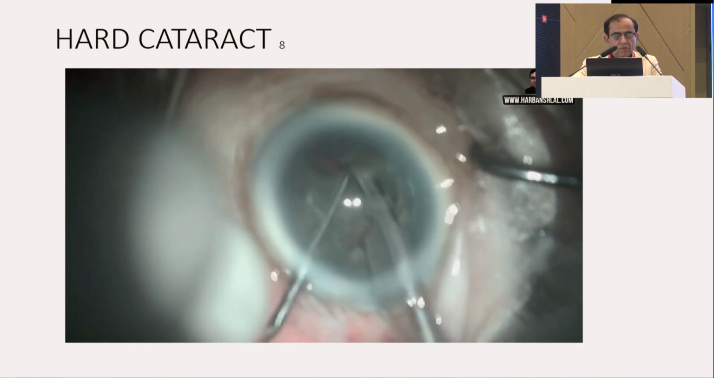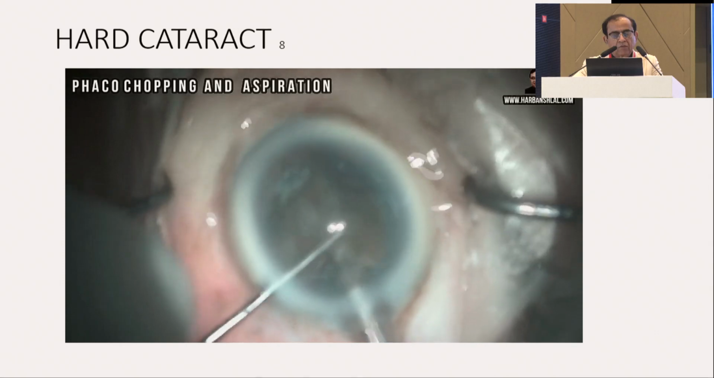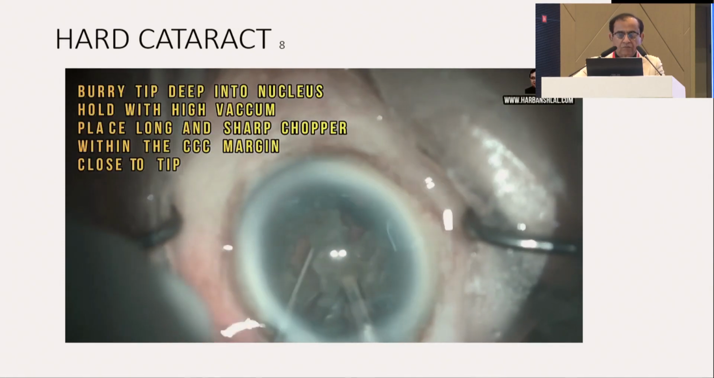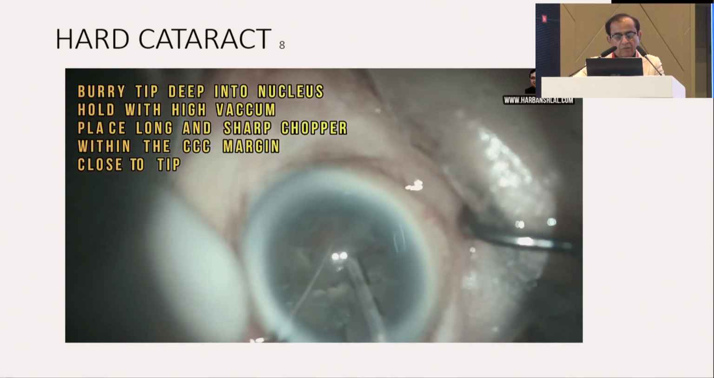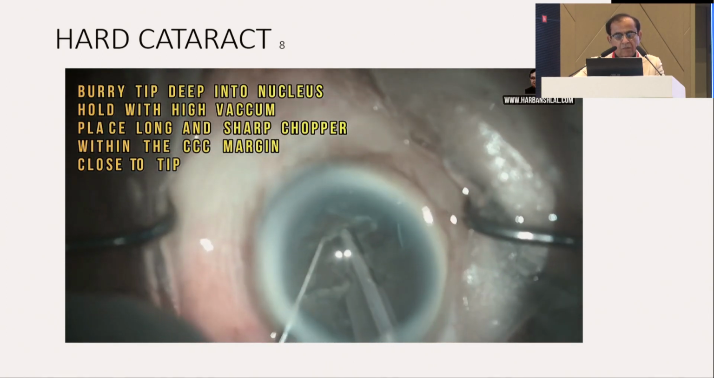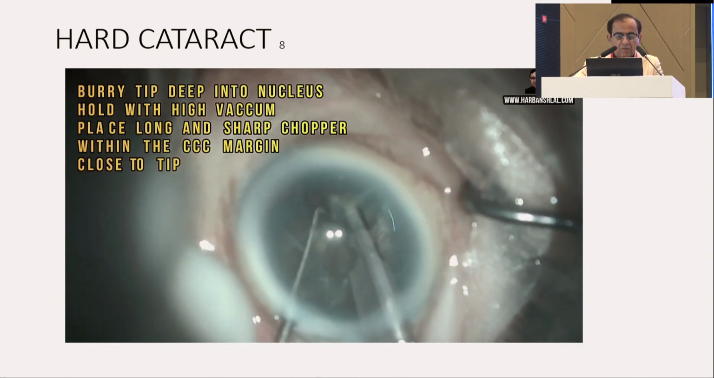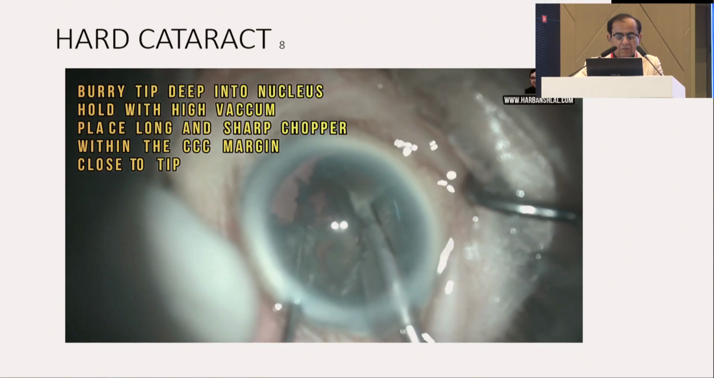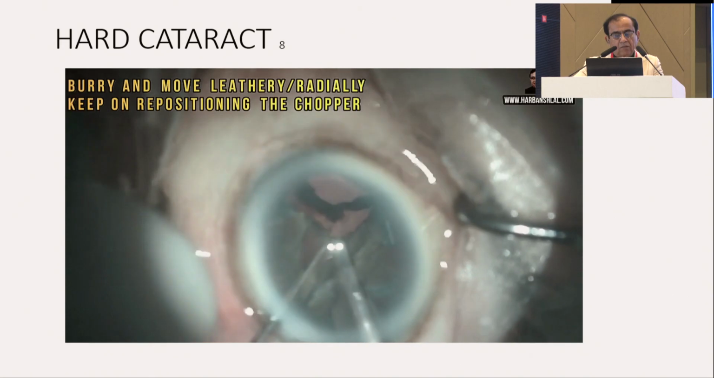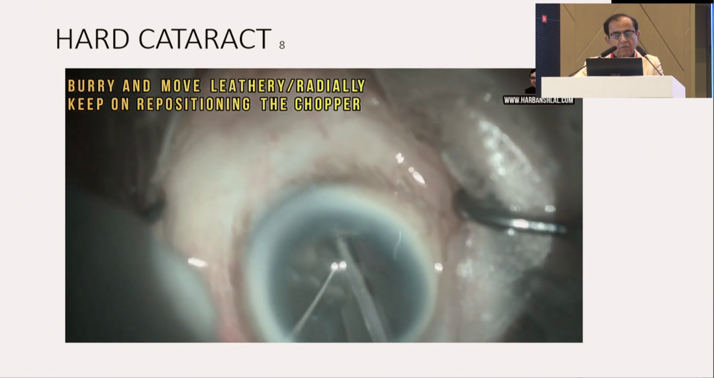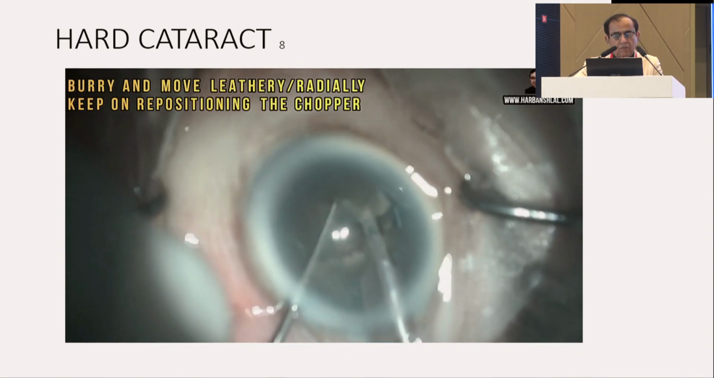Now we come to second part of the surgery, what is called phacoaspiration. Hold the heminucleus deeper and at the densest part with high vacuum setting of 600 mm of mercury. Place the long and sharp chopper within the CCC margin adjacent to the tip. Bury it, move it laterally to split. Keep on repositioning the chopper closer to the fibers you want to split.